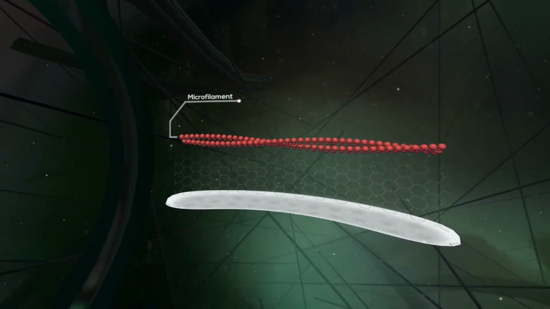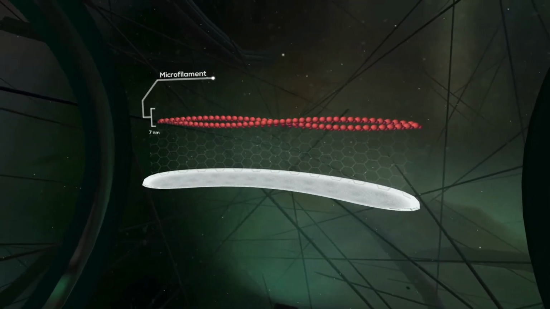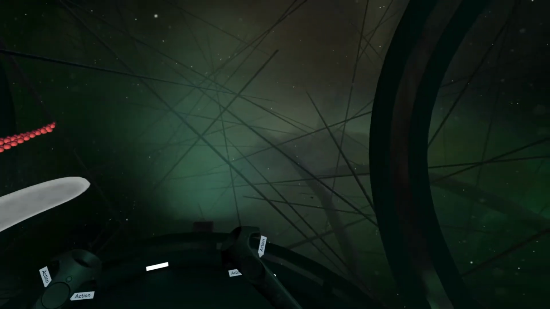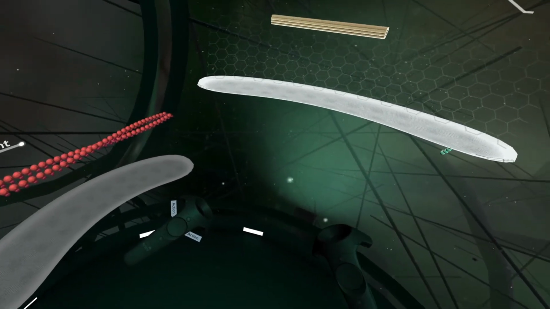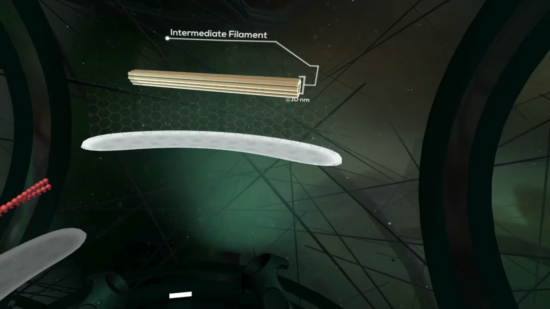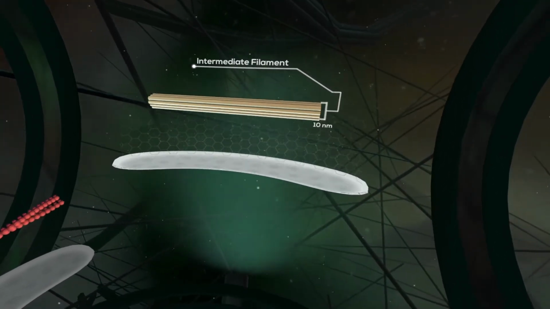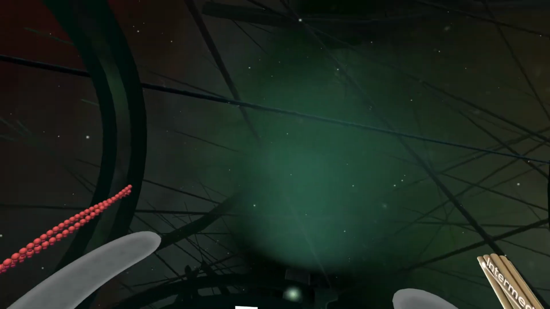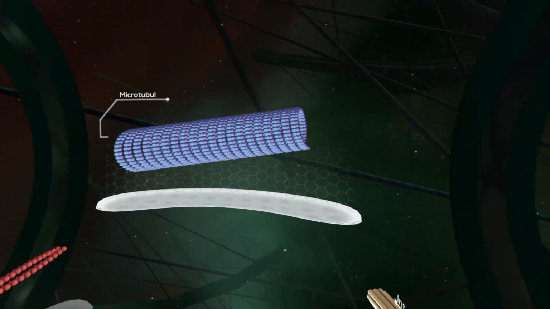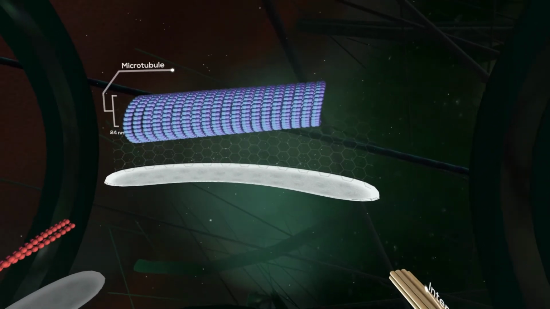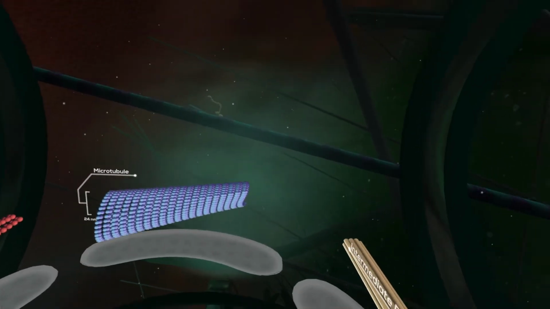Microfilaments are the thinnest strand, measuring only 7 nanometers in diameter. Intermediate filaments are made of the protein actin and have a diameter of 10 nanometers. Lastly, microtubules have a diameter of 24 nanometers, which is wide enough to be used for transport.